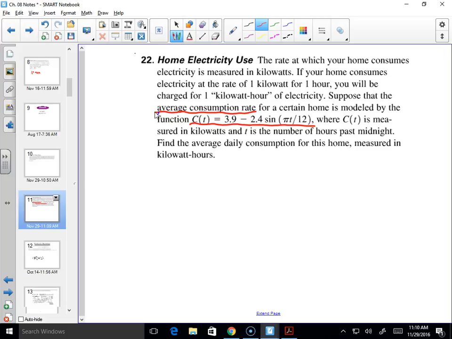For instance, you could plug in one time, like 1 hour past midnight, what's the average rate? 2 hours. But you can't plug in all the possible times between 0 and 24. So the only way to accumulate that is to go ahead and integrate it. Okay, cool. I just wasn't sure why I didn't have it.